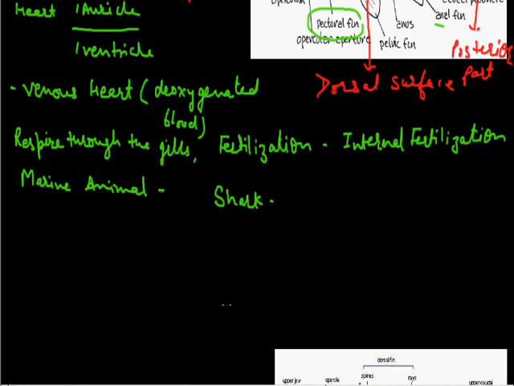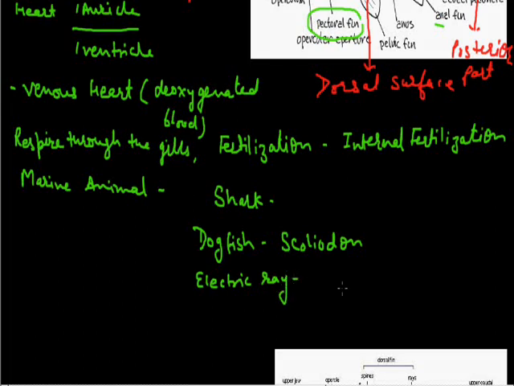Another example is the dogfish, which we call Scoliodon. Also the electric ray, torpedo. These are all examples of this class. We call them torpedo.